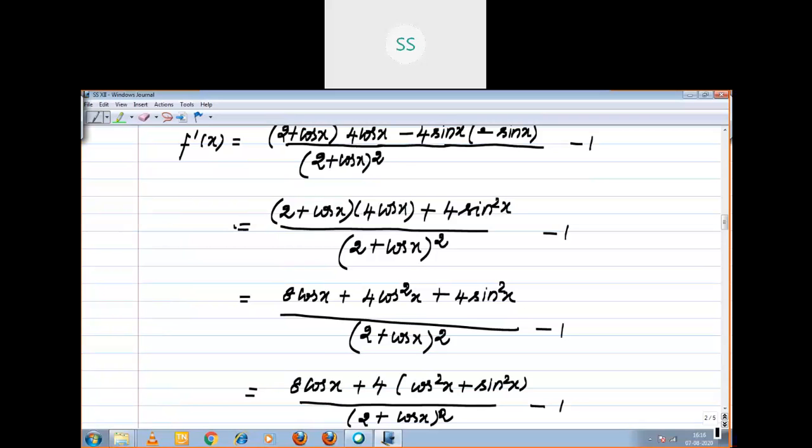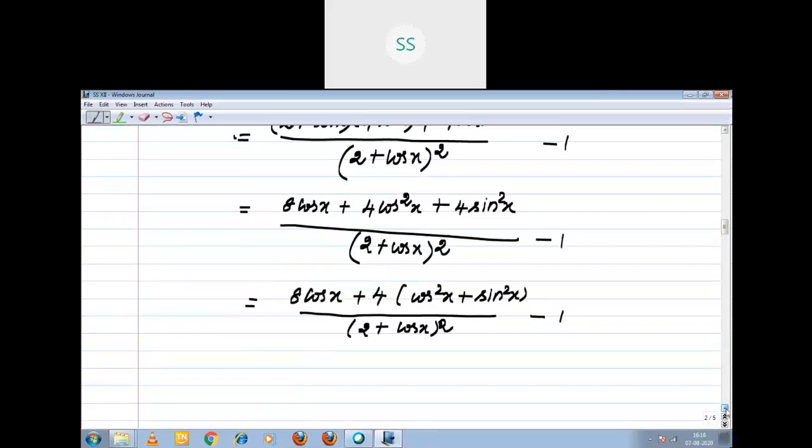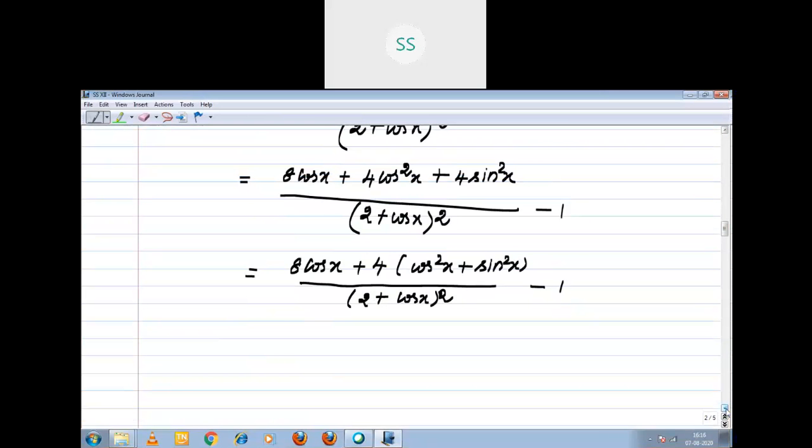Now, sin square theta plus cos square theta equal to 1, you know very well, right? Now what do you arrive at? It is equal to 8 cos x plus 4 divided by 2 plus cos x the whole square minus 1. Right? At the end you arrive at this only. Now I am going to simplify. Use cross multiply and simplify. After that you should equate with 0.